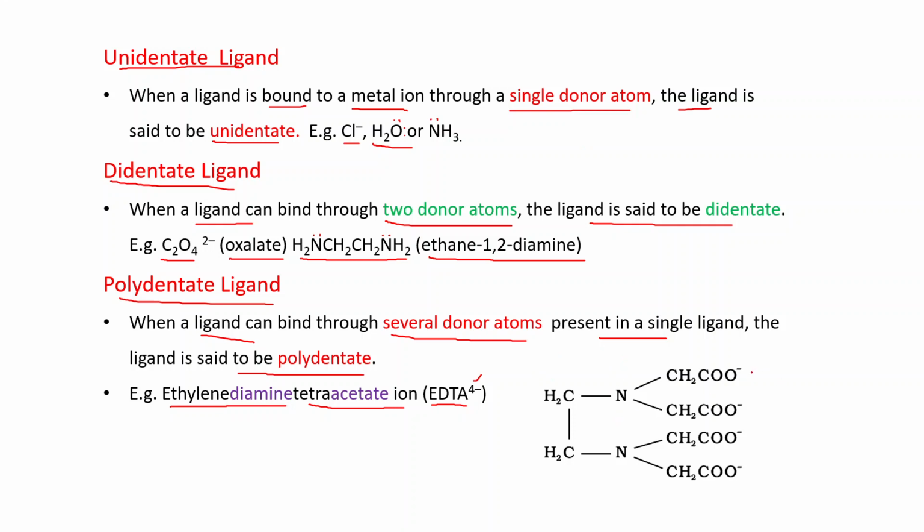Now in this case, these four oxygen atoms which are negatively charged donate a pair of electrons, along with these two nitrogen atoms, which also donate a pair of electrons. In this way, 6 donor atoms are present in this EDTA 4 negative. That's why this is a hexadentate ligand, and commonly we use the word polydentate ligand. Okay.